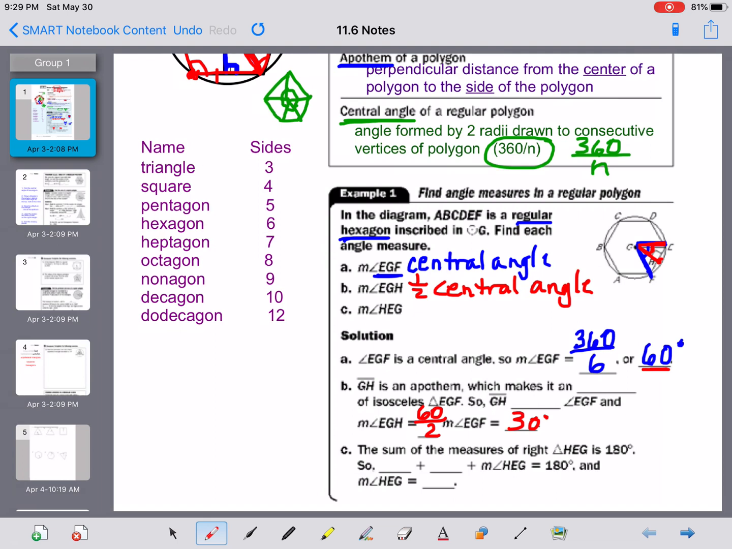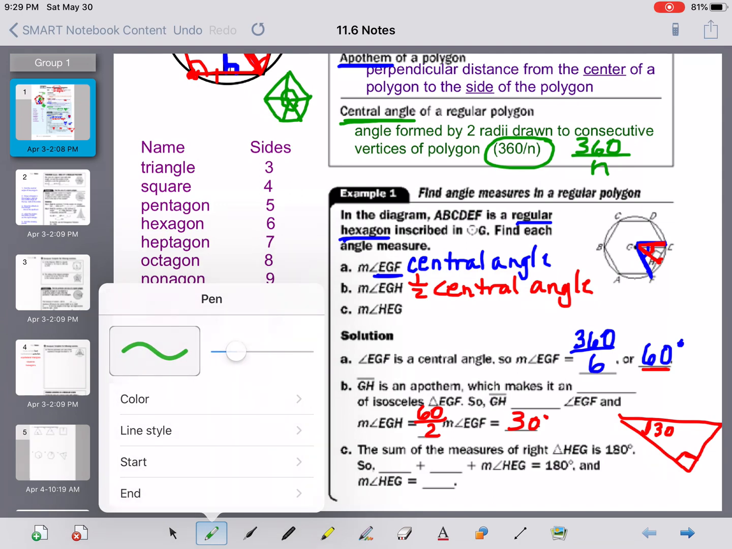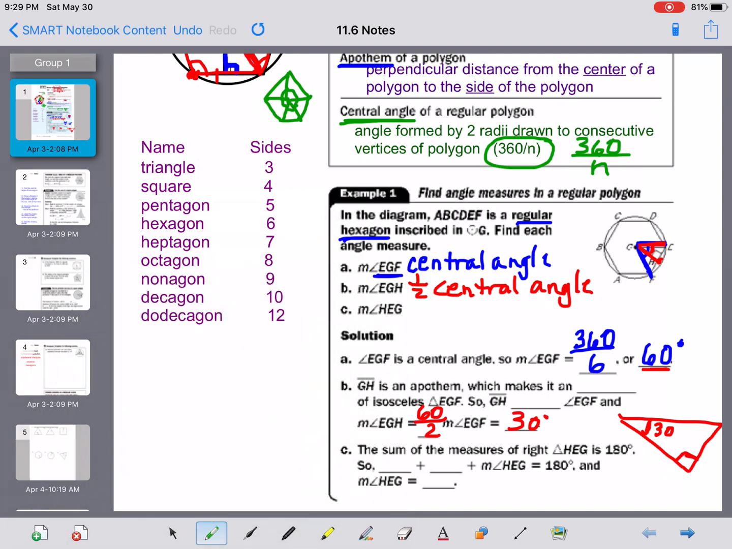Okay, I'm going to kind of blow up that triangle a little bit so you can kind of see it. So far we just found this 30 degrees right here. It was already 90 down here when we dropped that line down. All right, our last and final angle they want us to find is HEG. H was down here, E's here, G's here. So we're actually coming over here, we're actually finding this angle.